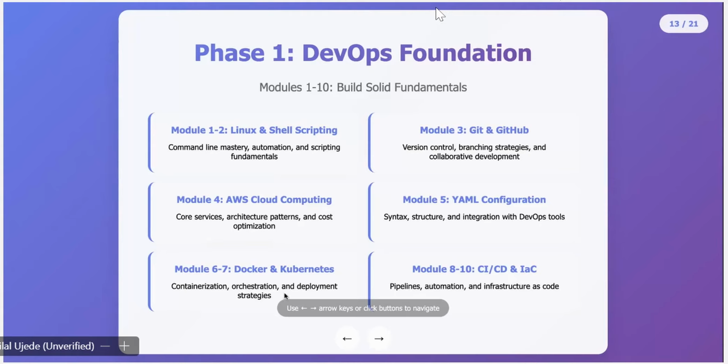Again, Docker and Kubernetes are a very important part of a DevOps journey. It's an important technology available in the market and is highly in demand. Then comes the last part, CI/CD and IaC, the infrastructure as code and the CI/CD pipelines, how they're built and how we can build a CI/CD pipeline.